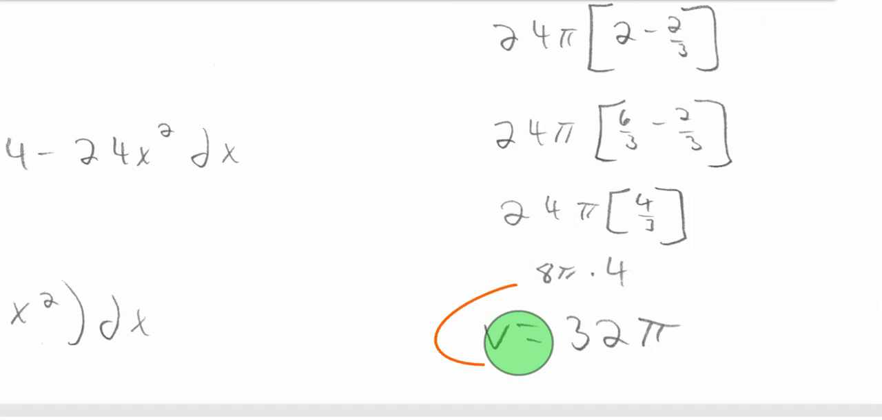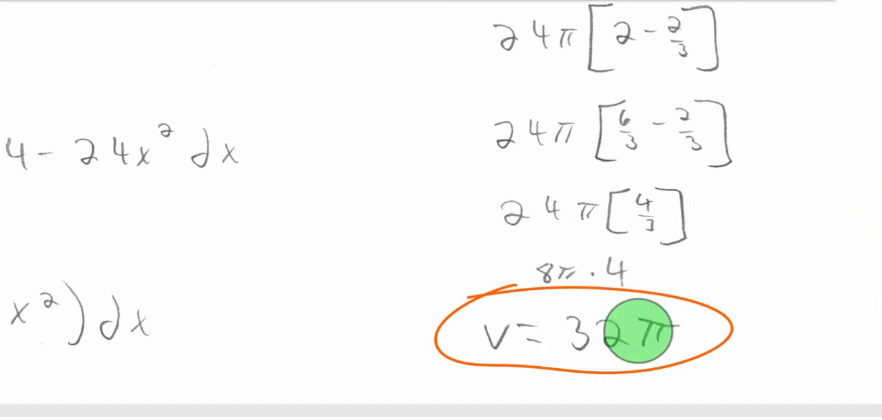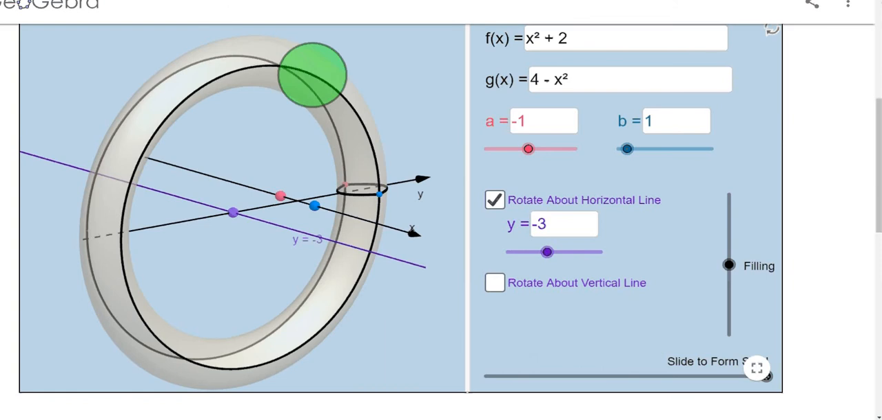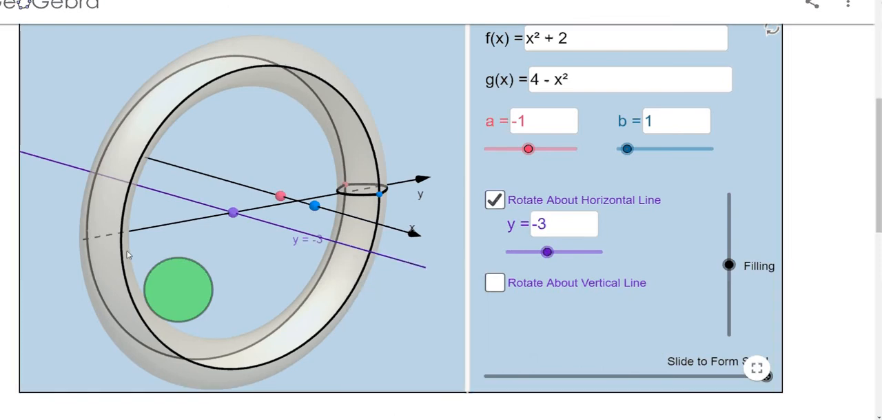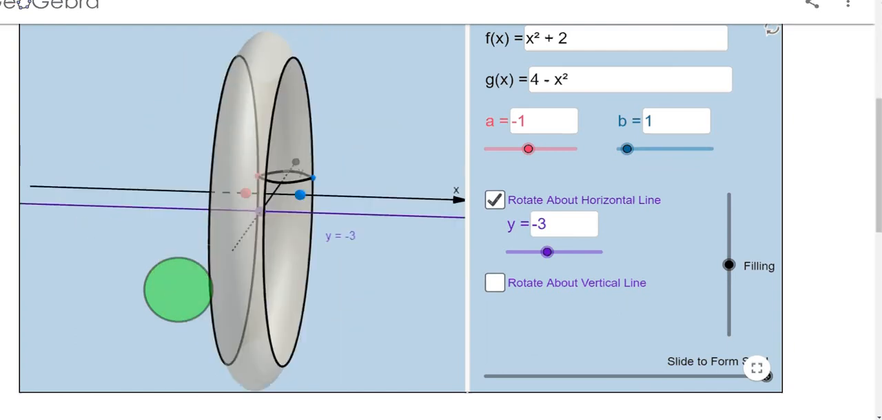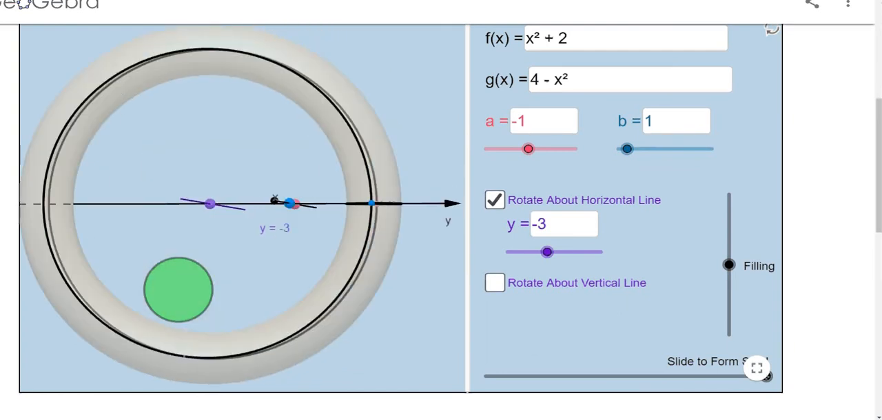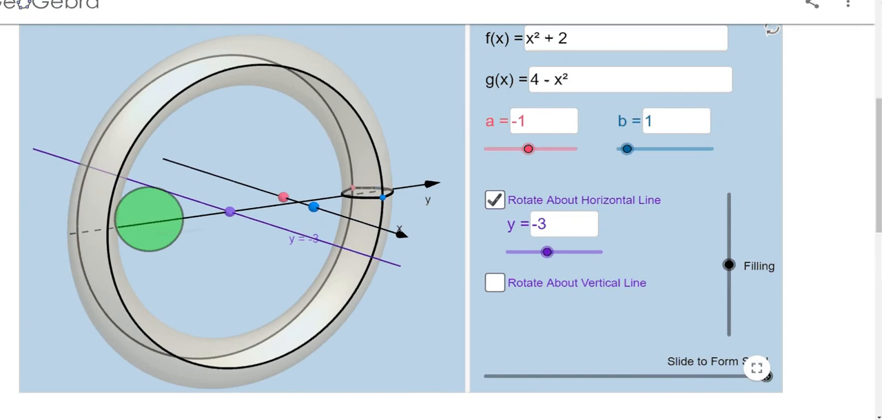We get 32 pi, which, if you think about that, is about 100. 32 times 3.14. Okay, it's not exactly 100, but I'm just going to put around 100. And those are going to be units cubed. So basically, what that means is the volume of this wedding band, as we like to call it, is around 100 cubic units. Pretty interesting. Why so much? Well, it's because it's a large ring. It has a big outer radius.